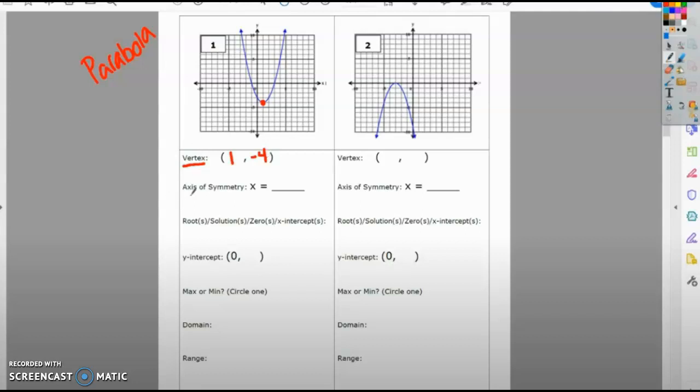Next we have the axis of symmetry. The axis of symmetry is the line that cuts this parabola in half. Notice this axis of symmetry goes through our vertex, and your axis of symmetry is always x equals. Since it goes through the vertex, it's going to be the x of your vertex, which was 1 for us. So x equals 1 is the equation of this line that cuts the parabola in half.